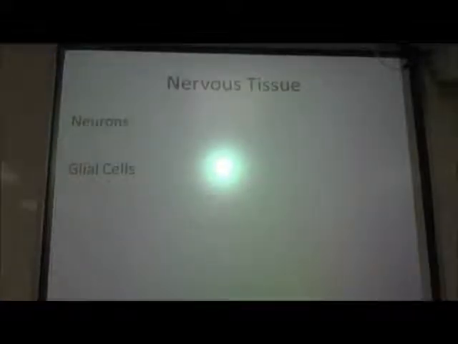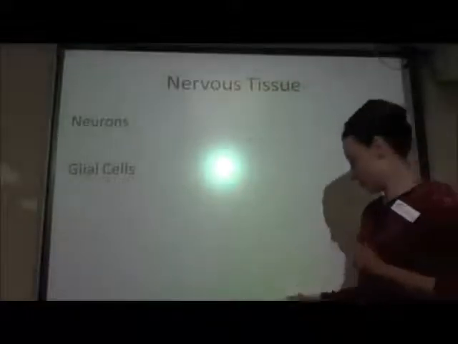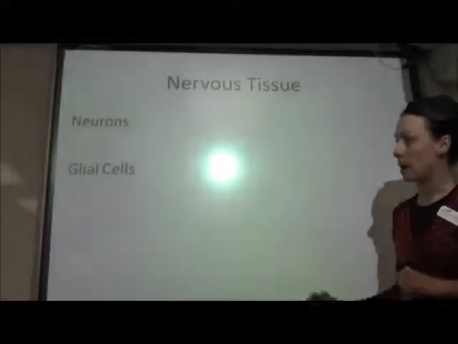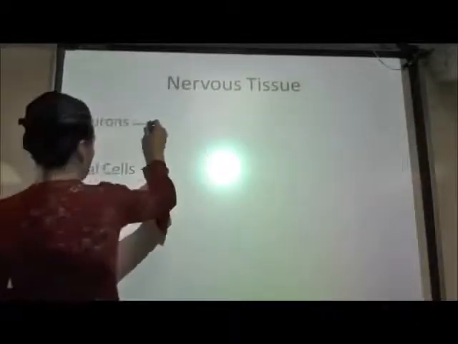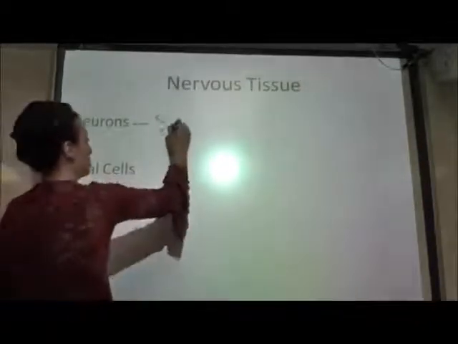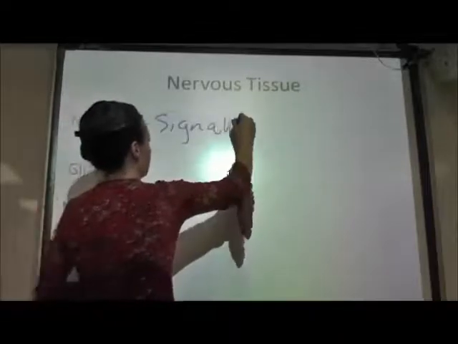All right, so tissue is made of two or more cells working together to provide some function in the body. So the cells that we have in nervous tissue are neurons. These are your signaling cells. They're excitable and conductive.